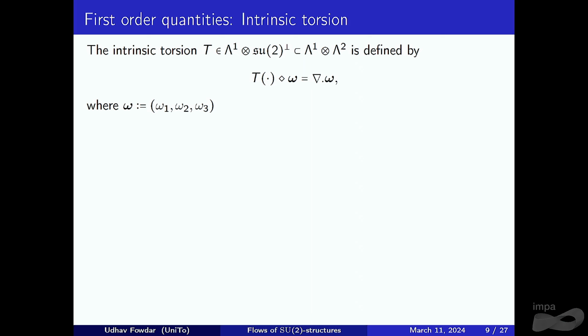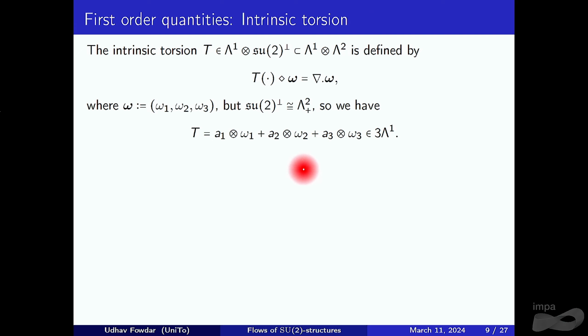So remember, the intrinsic torsion is defined by the covariant derivative of the triple, omega 1, omega 2, omega 3, and it's a one form that lies in the complement of SU2. But because the complement of SU2 is the space of self-dual 2 forms, that simply means that the intrinsic torsion can be identified with a triple of one forms, A1, A2, and A3. Okay? And from now on, I'm just going to stick with these one forms.